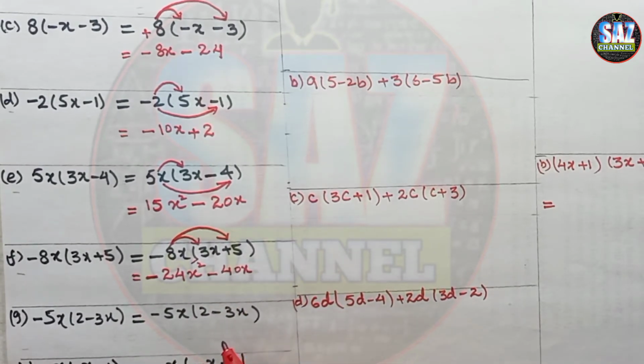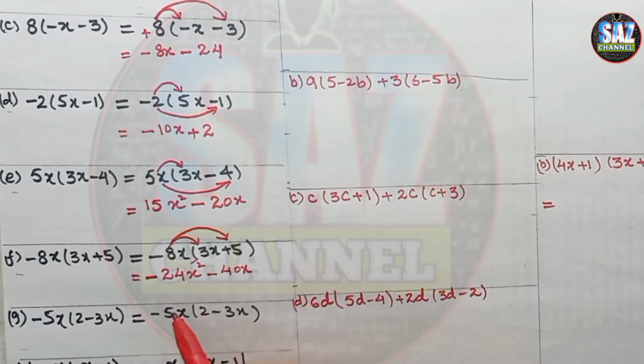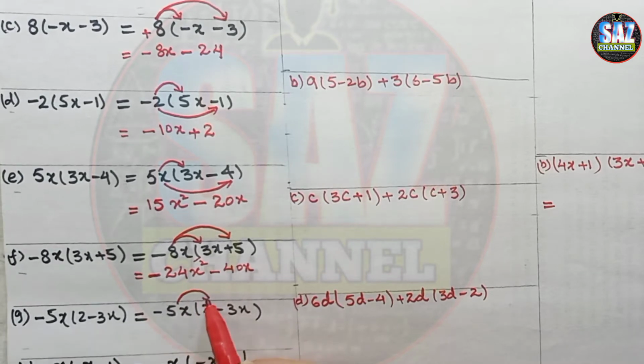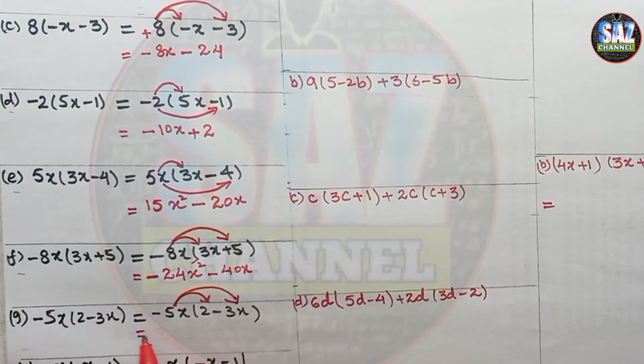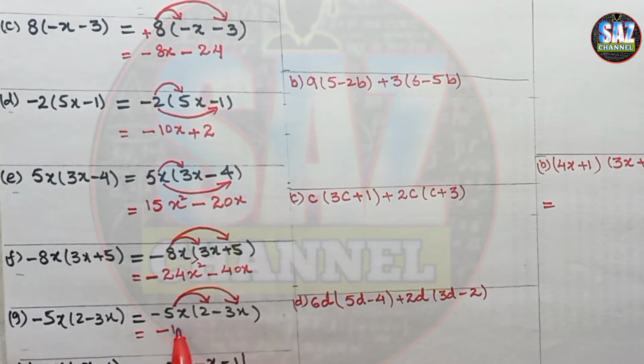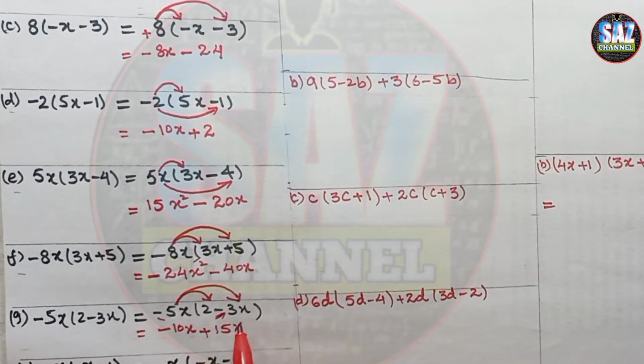Moving to the next question, that is minus 5x into 2 minus 3x. Again take this number and apply the distributive property, that is, multiply every term which is inside the bracket with this number, and keeping the rule of integers in your mind, when this minus is multiplied by positive 2, this will become minus 10x, and minus multiplied by minus multiplied by minus will become positive. This is 15 and x square.